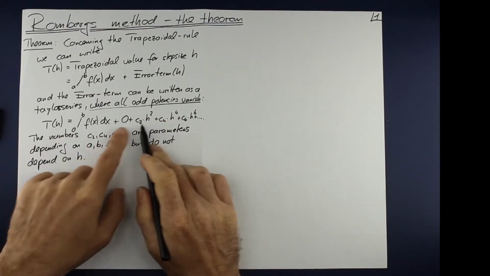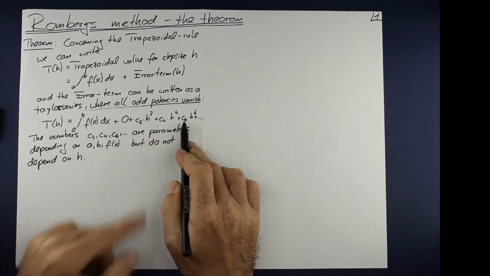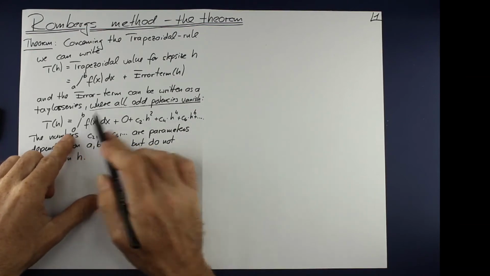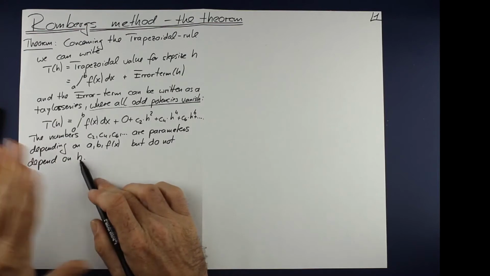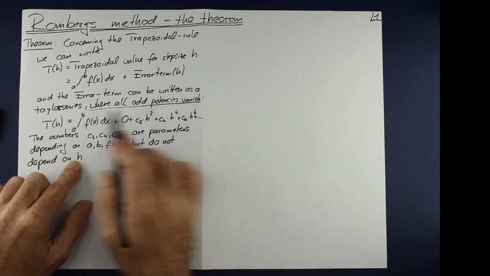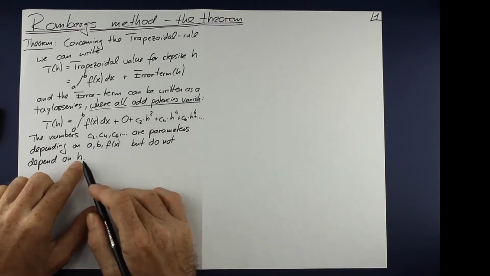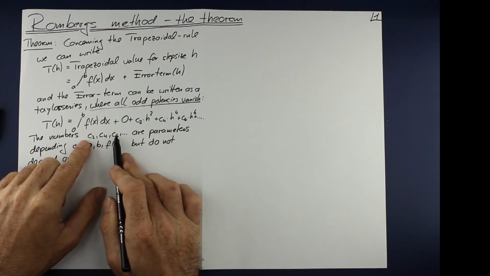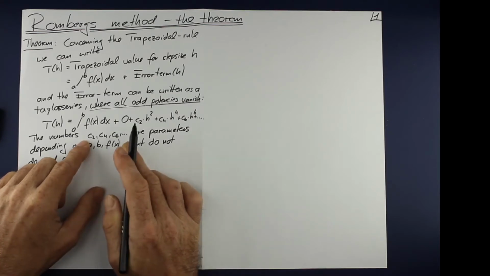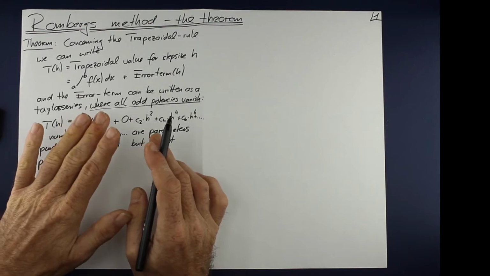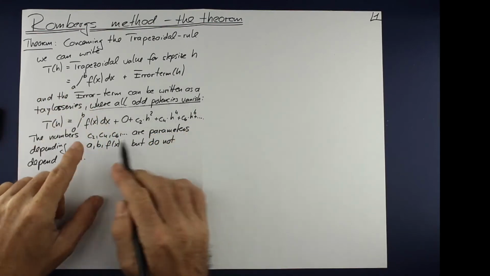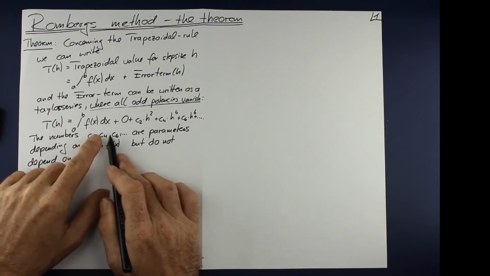The numbers here, c2, c4, c6, depend naturally on a, on b, and on f of x, but don't depend on h. That's clear because if we write it as a Taylor series, that is naturally clear. Okay, we will not find out what these parameters are. We will not find their value. That is of no interest at all. And surprisingly, we can take a benefit even if we don't know these coefficients.